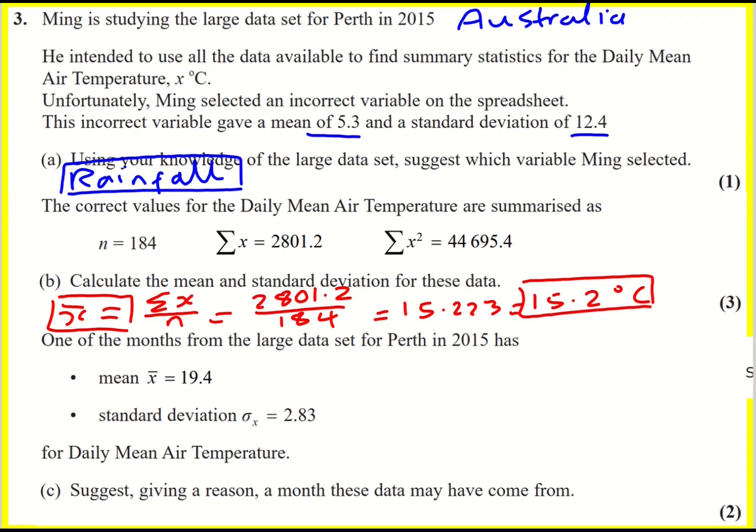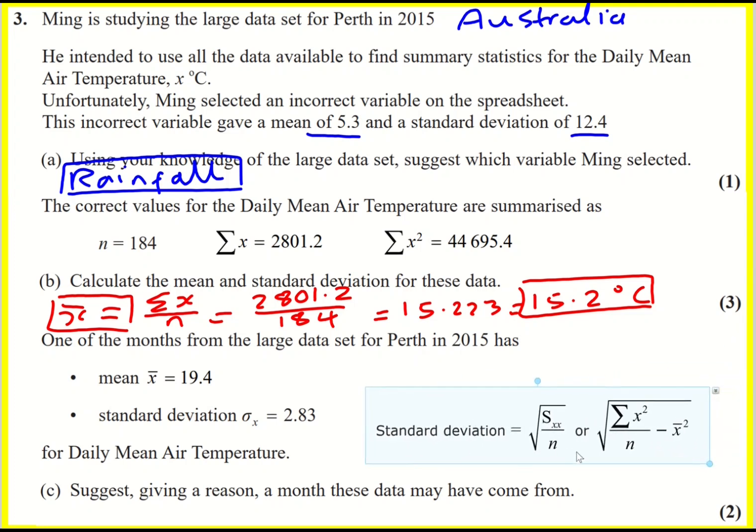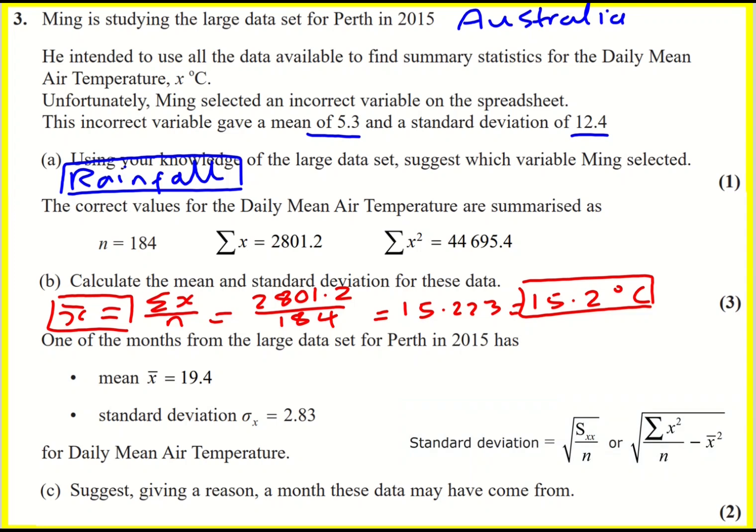Then we've got the standard deviation. Okay, we can quote the formula, like you might remember it. It's the mean of the squares minus the square of the mean. But we're given it here.